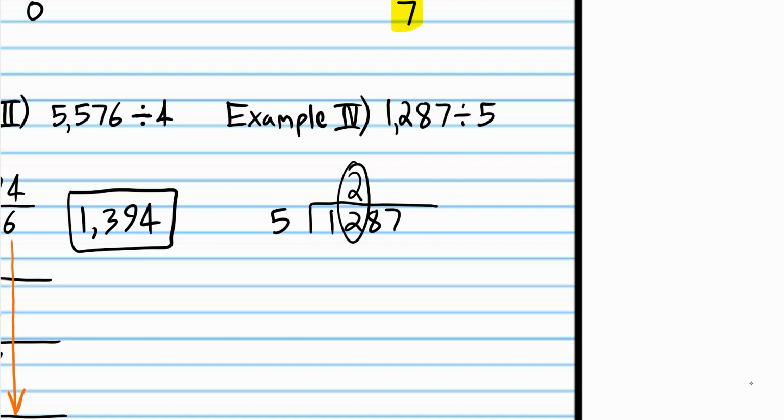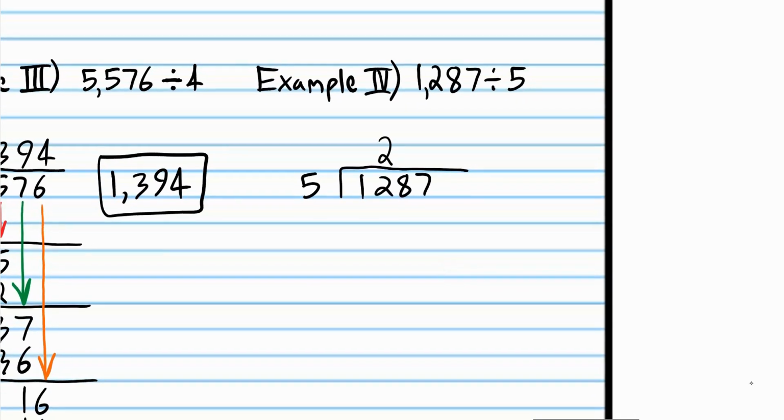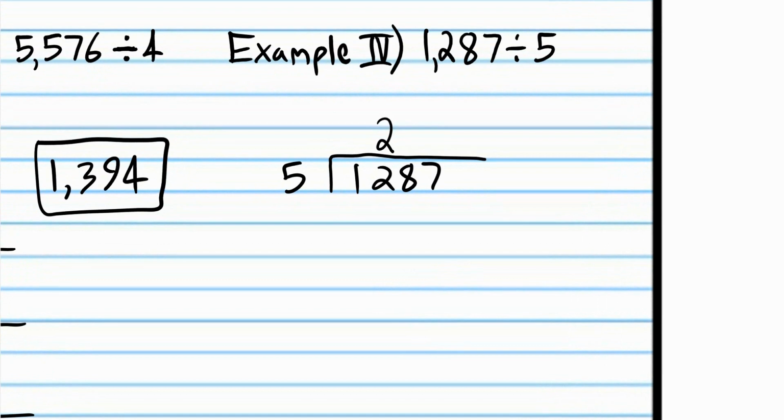Very important that you write the number on top of the last digit of the number you're dividing into. That's going to become important when you're dividing decimals. Not so important for this class. Step 2, we're going to multiply 5 and 2. 5 times 2 is 10. Step number 3, we're going to subtract these numbers. 12 minus 10 is 2.